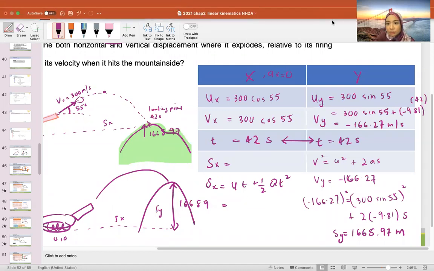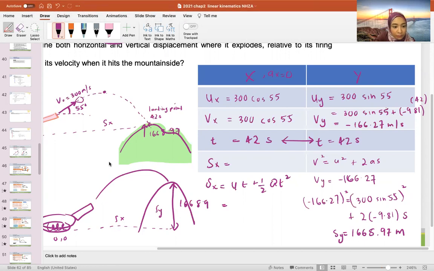Okay, so Elisa dia tak dapat selesaikan sampai habis. So saya tolonglah. A is kosong. U kita adalah 300 cosine 55. What is the time that we should put here? 42. So akan terus dapat Sx kita.